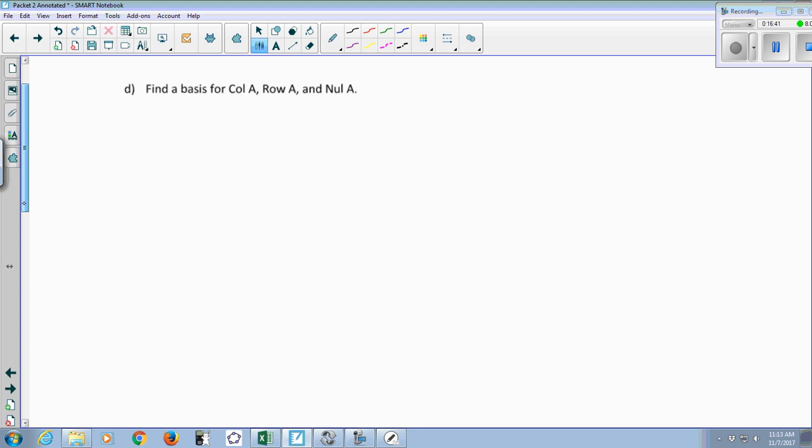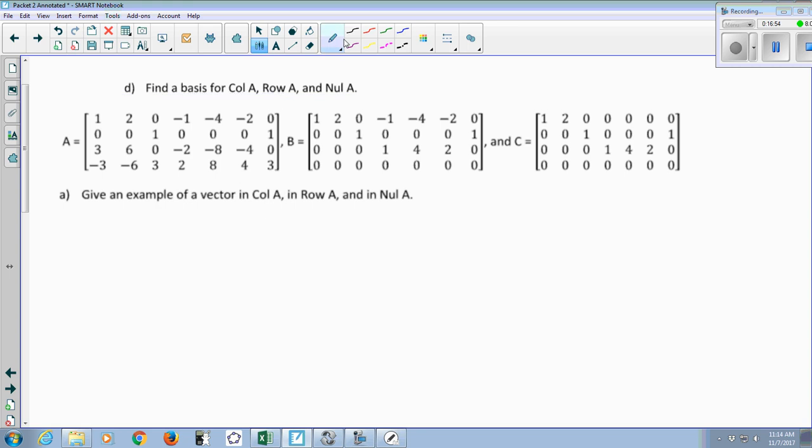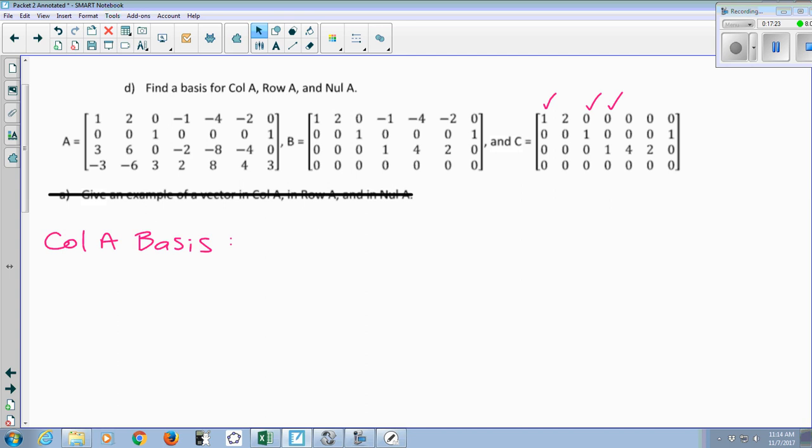Okay, so if we're trying to find a basis for Col A, Row A, and Null A, I'm just going to ignore this. I just wanted the matrices back. Okay, basis for Col A, Row A, and Null A. A basis for Col A, to remind you, is the pivot columns of A. So you have to identify the pivot columns by looking at the row reduced matrix. It's column 1, column 3, and column 4. Take those from the original A, and that forms your basis for Col A.